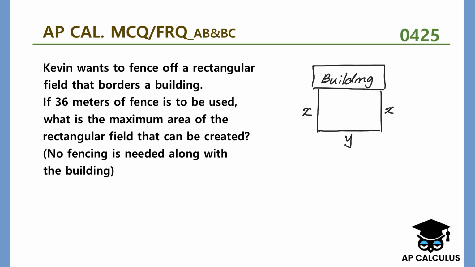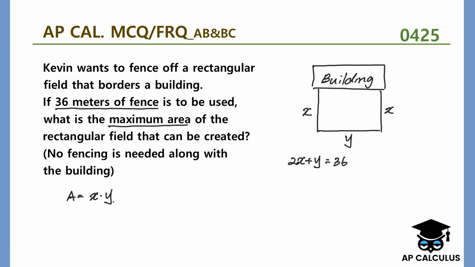He's using 36 meters of fence, so 2x plus y must be equal to 36, right? And the question is, what is the maximum area of the rectangular field? So we have to write the equation that represents the area of the rectangle. The area of the rectangle is just x times y.